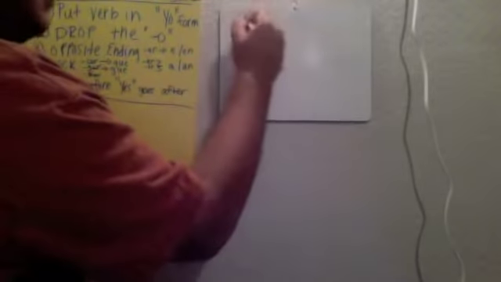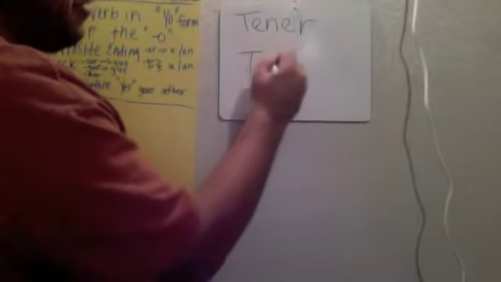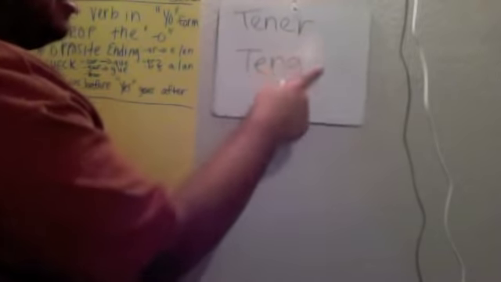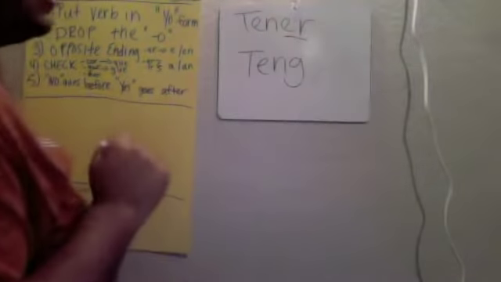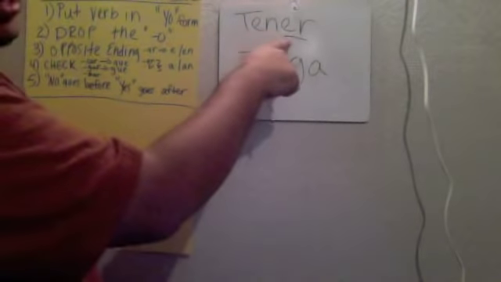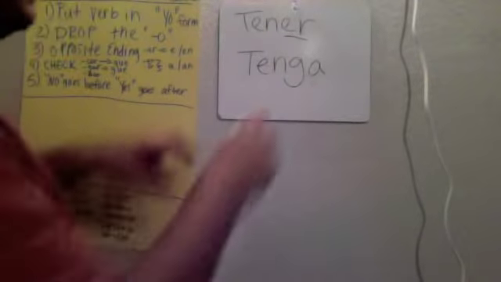Tener, to have. Tengo, put it in the yo form. Drop the O. It's an ER verb now. So what's the opposite of ER verbs? A or AN. Does the verb end in car, gar, zar? Nope. Don't worry about rule 5 yet. You're good. That's your command. Tenga or tengan if it's ustedes.